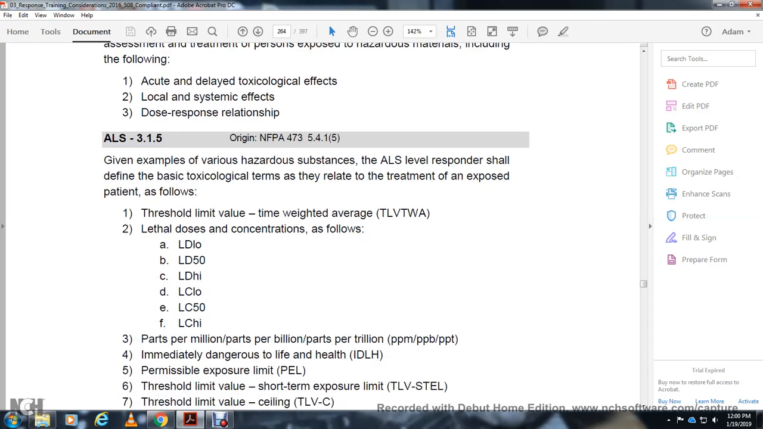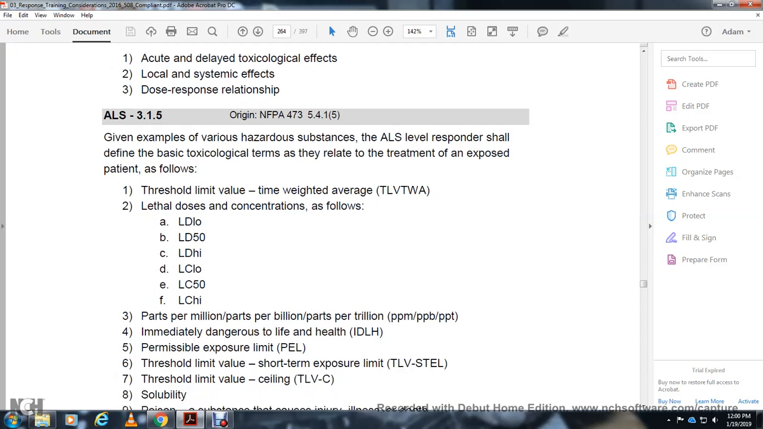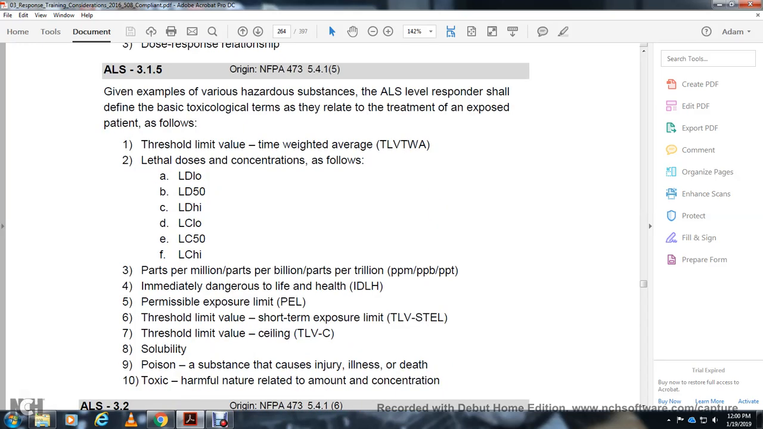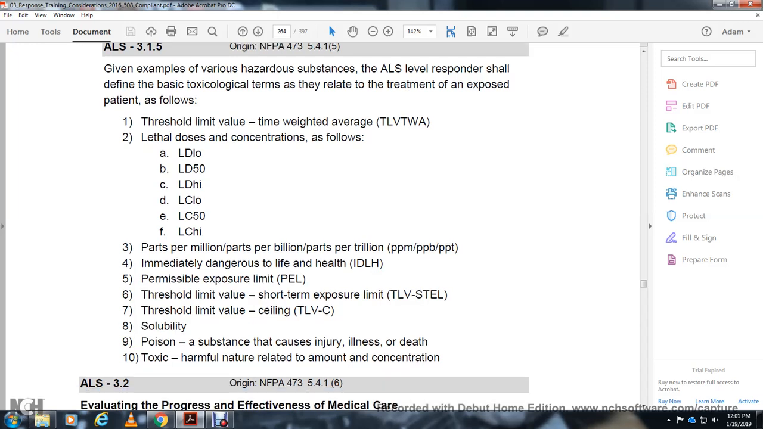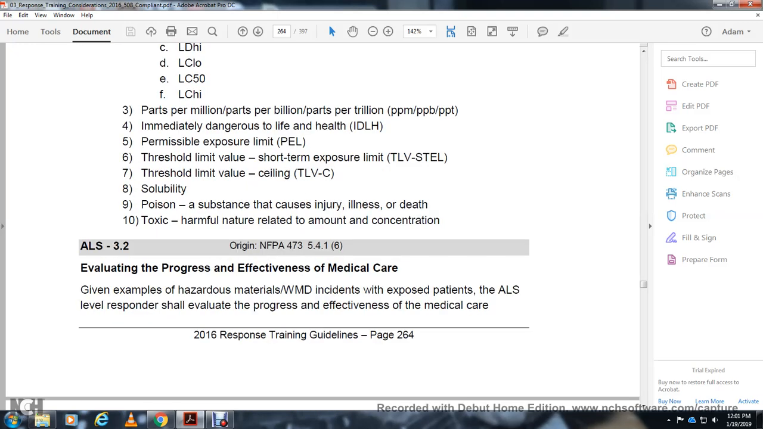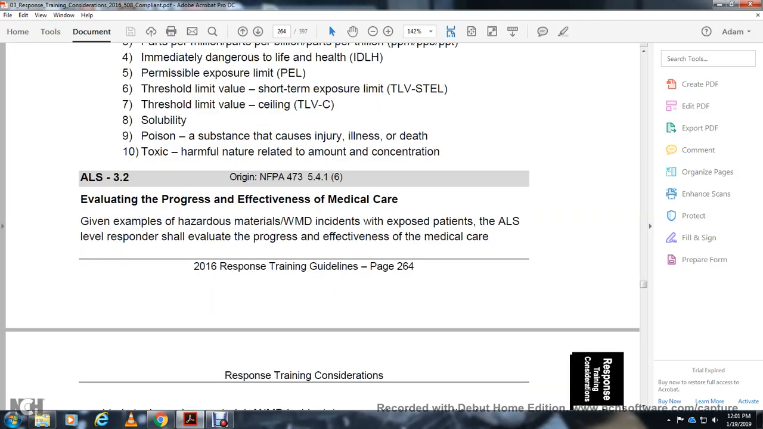parts per billion, parts per trillion, immediately dangerous to life and health, permissible exposure limit, threshold limit value, short term exposure limit, threshold limit value ceiling, and poison, a substance that can cause injury, illness, or death, the nature of which is related to the amount or concentration. Evaluate the progress and effectiveness of medical care for patients of a hazardous materials/weapons of mass destruction incident at the advanced life support level of response.